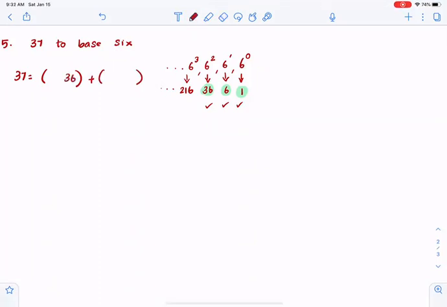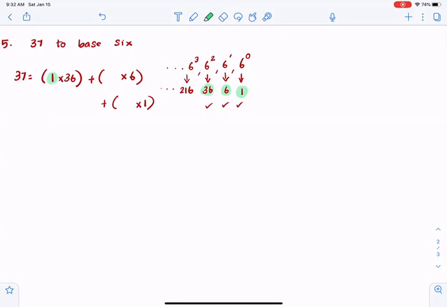Which is 36, a power of 1, which is 6, and a power of 0 for 6, which is 1. So if I put 1 here, naturally 36 times 1 is 36. That would leave me with only 1 value. And what is that 1 value?